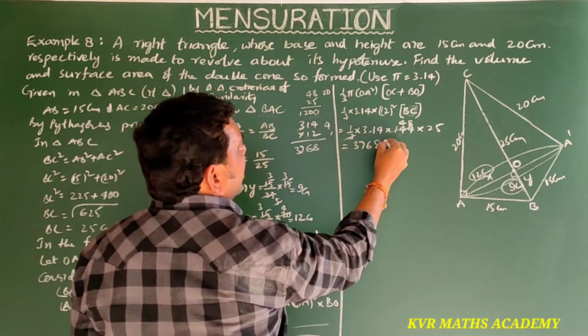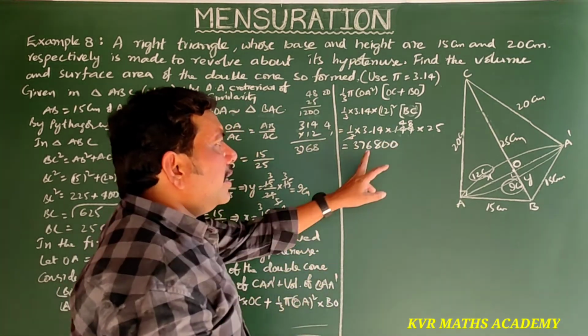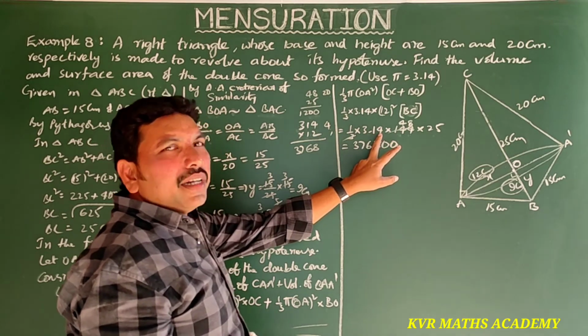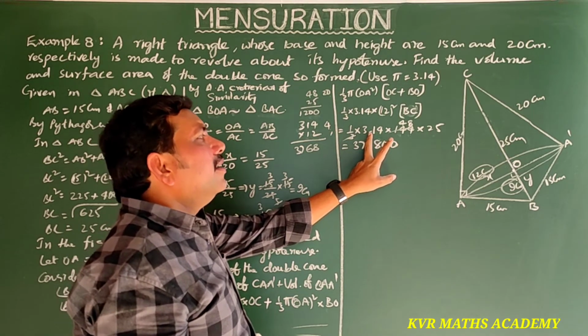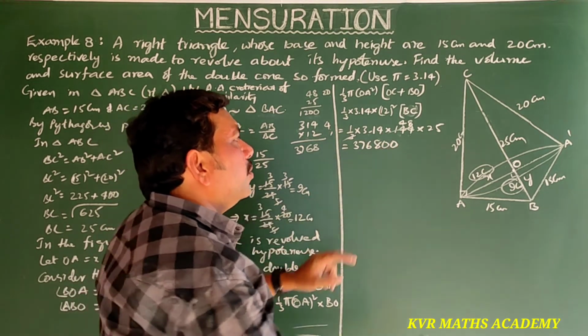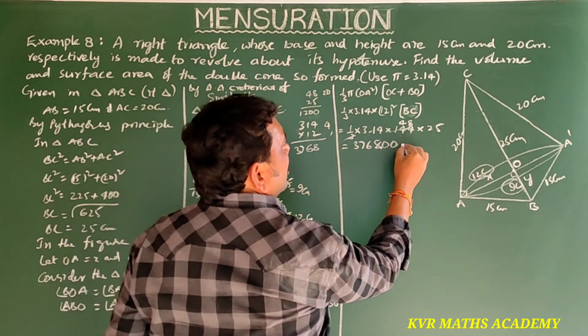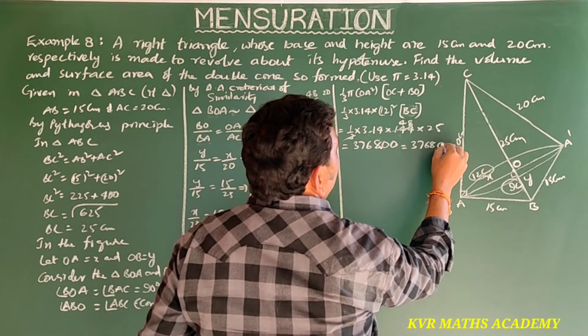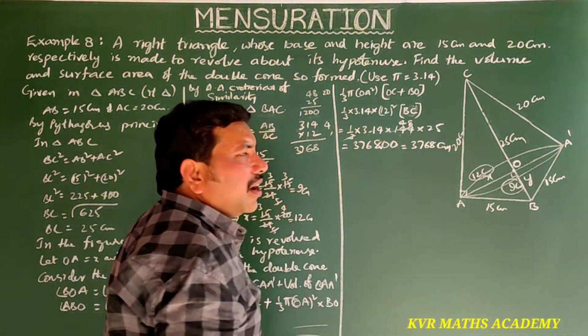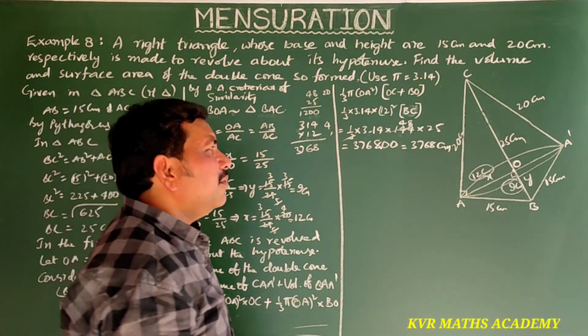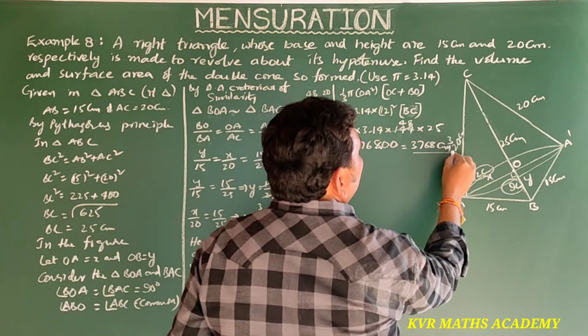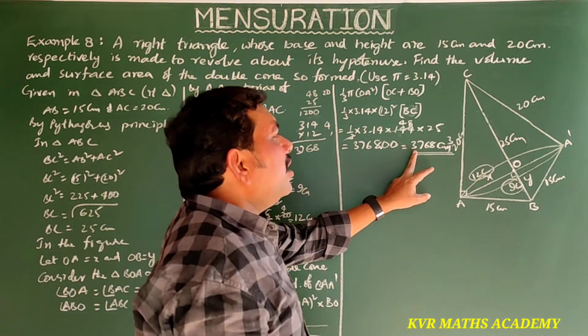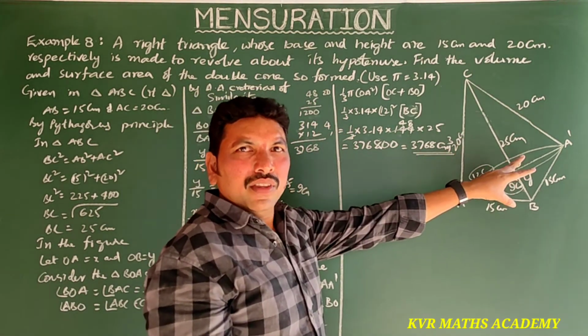Here 2 zeros are there, no? 2 zeros put. Next, after the point 2 digits are there, so we have to keep the point before 2 digits. So that is equal to 3768 centimeter cube. Yes, volume is in centimeter cube. So this is the volume of the double cone.